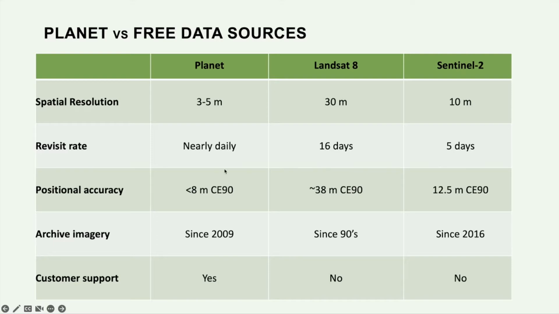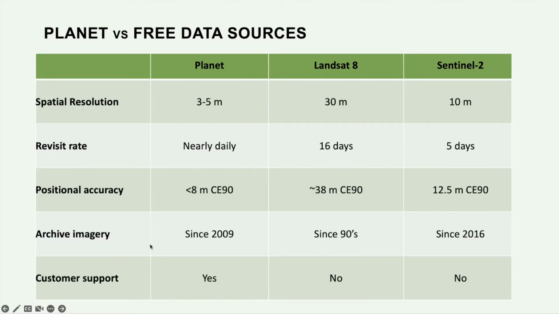The other key piece is the revisit rate, or what I've been calling the frequency of image capture. So with Planet, that is near daily with the 200 Doves that they have in orbit. And then in addition to that, comparing to Sentinel, that's going to be roughly 5 days, Landsat 16 days. So those are kind of key components.